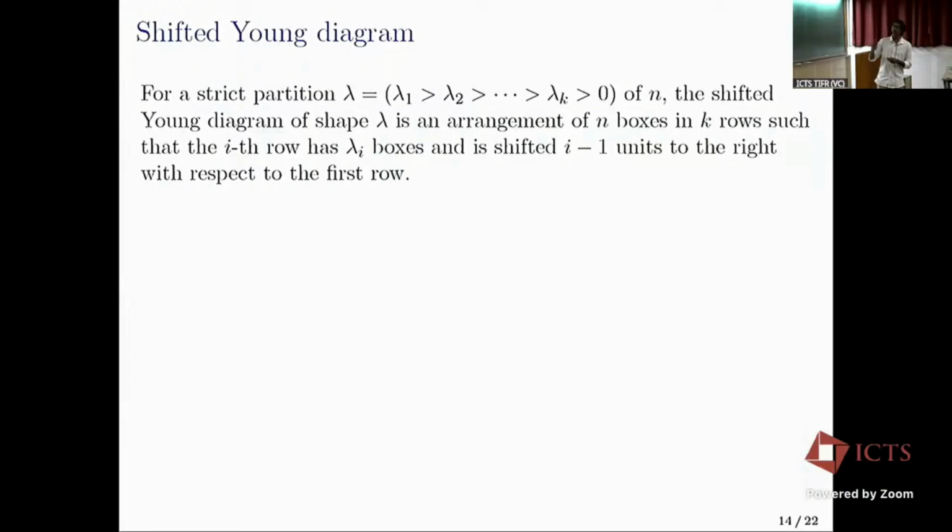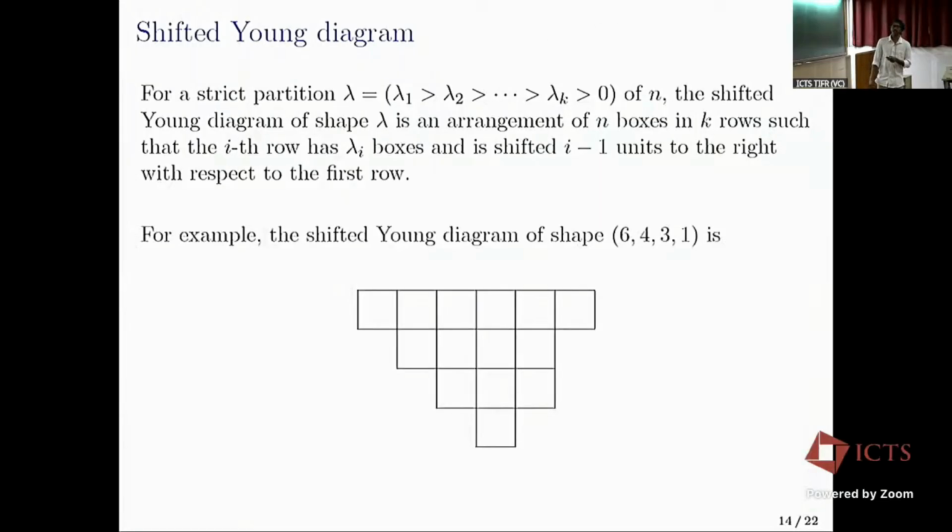But each row is shifted i minus 1 units compared to the first row. For example, if you have a strict partition 6, 4, 3, 1, then the corresponding shifted Young diagram will have 6 boxes in the first row, and the second row will start in the second column of the first row, and that will have 4 boxes and so on. So now this is an analog of our Young diagram.